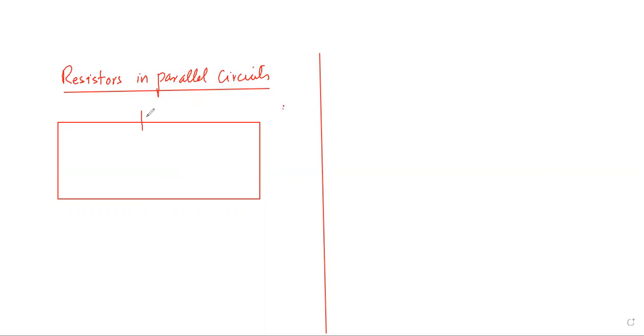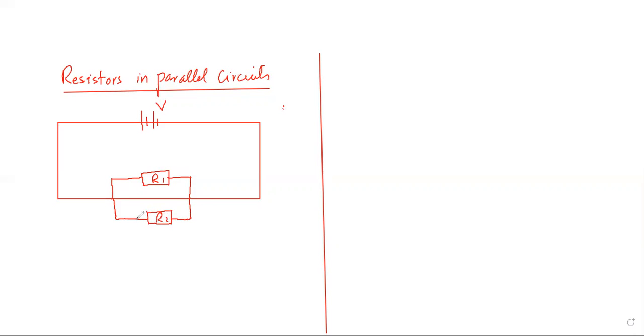There is the battery, which is having a voltage V, and I'm going to place, as I told you, two resistors here. One is here and one is here. Am I clear? Yes. This is R1, this is R2.